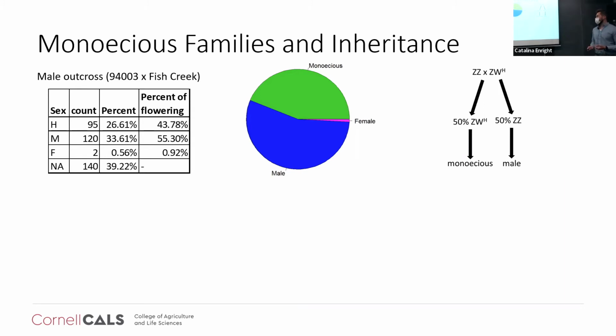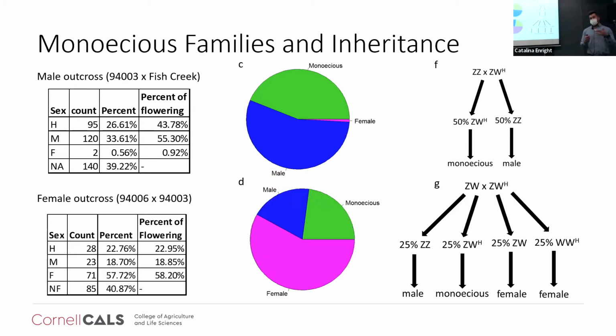But just with 2 years of data, we already see it's pretty close to half male, half monoecious, and really no females. I think it's really interesting when we cross this to our reference female, 94006. So we see about a quarter male, a quarter monoecious, but then about half of the family is actually female, which is way more than we'd expect otherwise. So we think, right, 25% male ZZ, 25% female ZW, and 25% monoecious ZWH. And then we think this other 25% are WH, and that they're female.